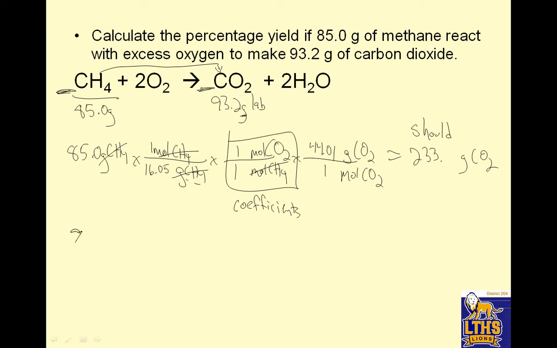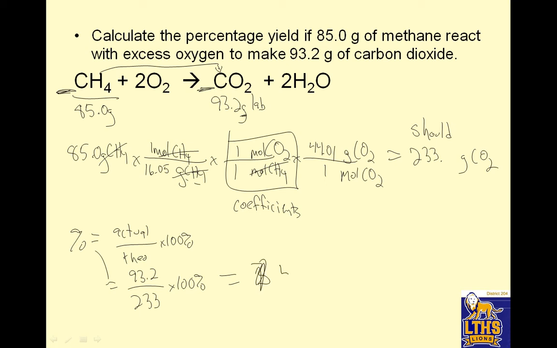So remember, percent yield is actual, what did you actually get, over theoretical, what should I get, times 100%. So my actual yield was 93.2. My theoretical yield is 233, times 100%. Put that in my calculator: 93.2 divided by answer gives me 40.0%. Okay, so again, actual, what did I actually get? That's my lab answer.